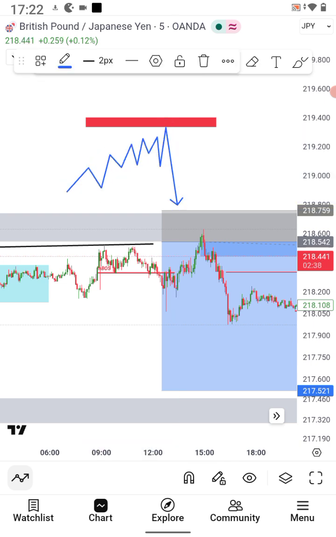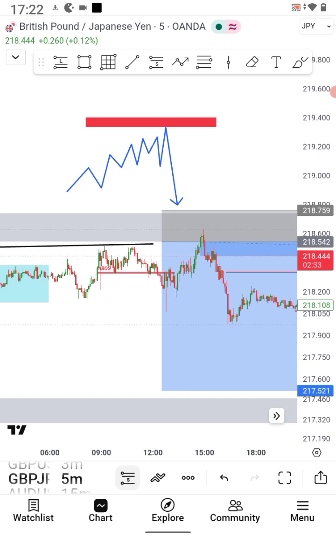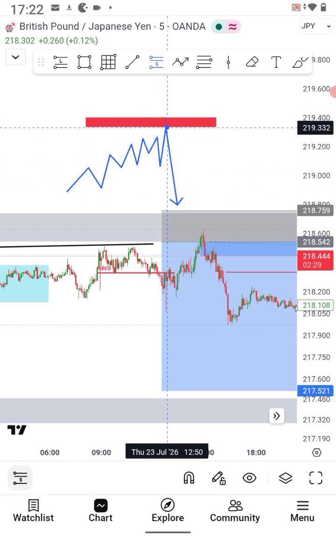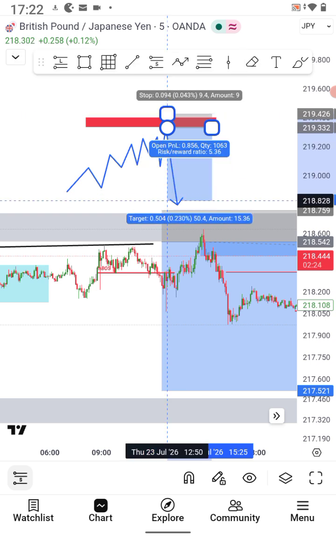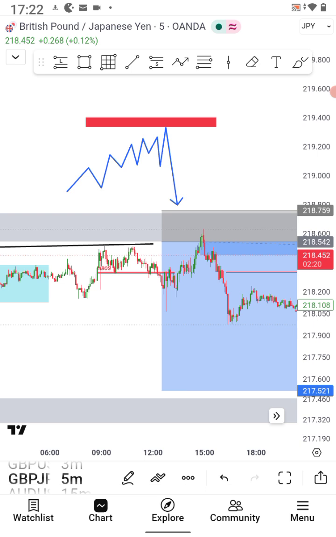So I can now believe that it will hold. Then I can set my entry here, I can set my entry there and then target the other place. Are you seeing it now? Is that simple? So that's exactly what I trade.